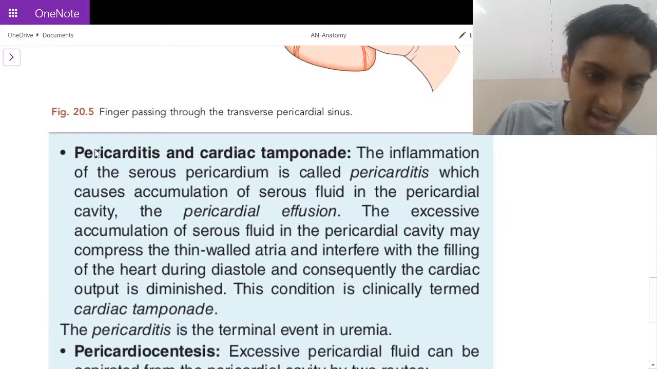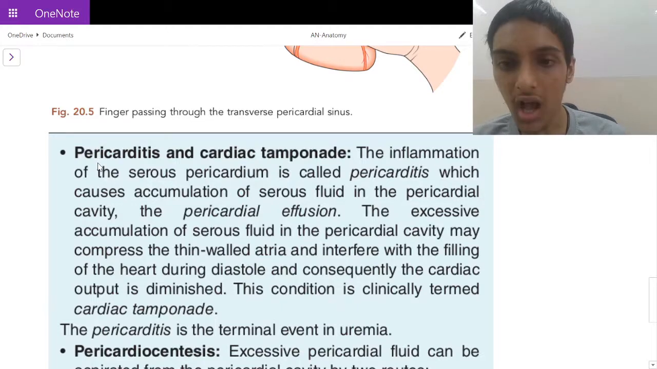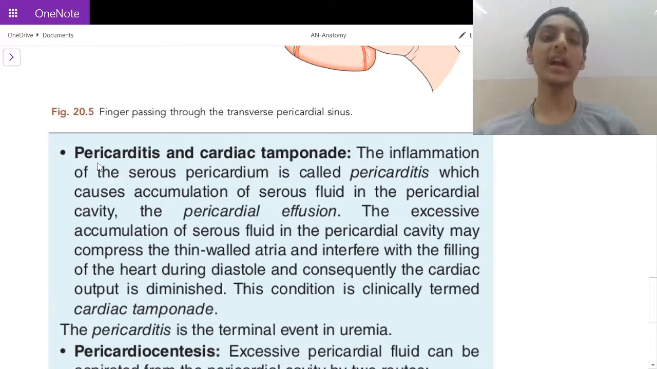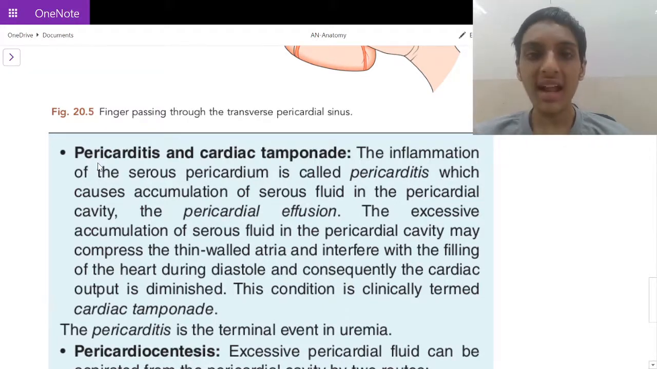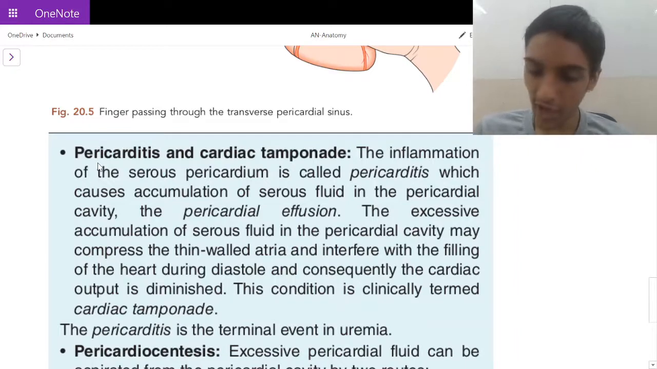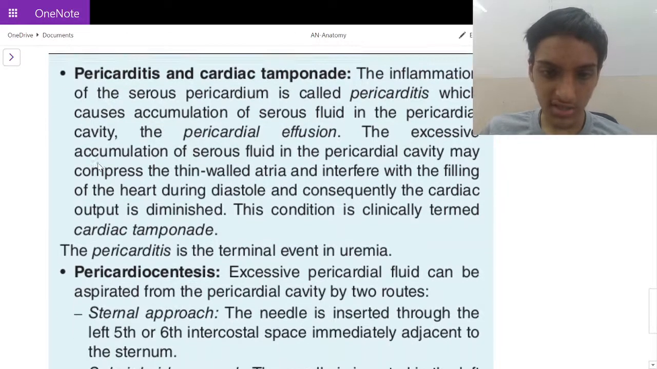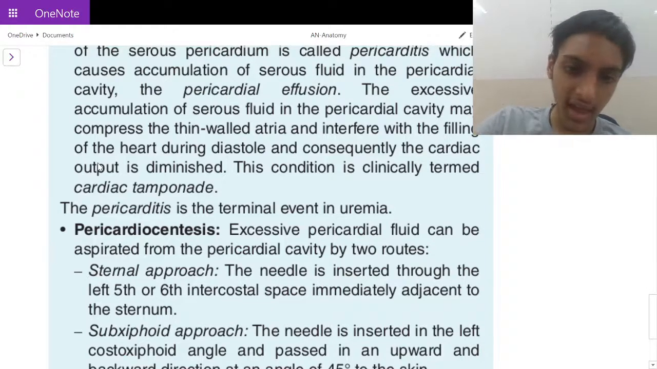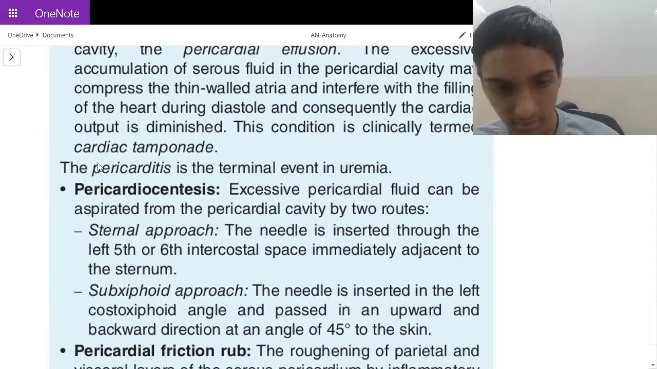Most important thing here is pericarditis and cardiac tamponade. Pericarditis is the inflammation of the pericardium. Anytime itis, it is an inflammation. And here fluid accumulates, pericardial fluid, that is why pericardial effusion. It is just like pleural effusion where you have pleural fluid. Here you have serous fluid. And also the systole, diastole is affected, that is cardiac tamponade. It is also seen in uremia, where the urea is more in the blood.